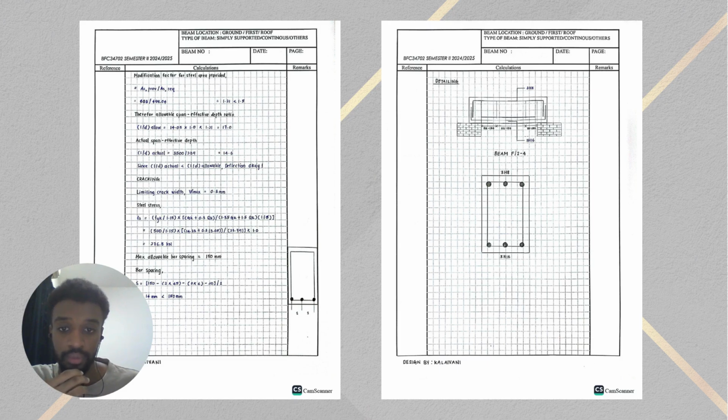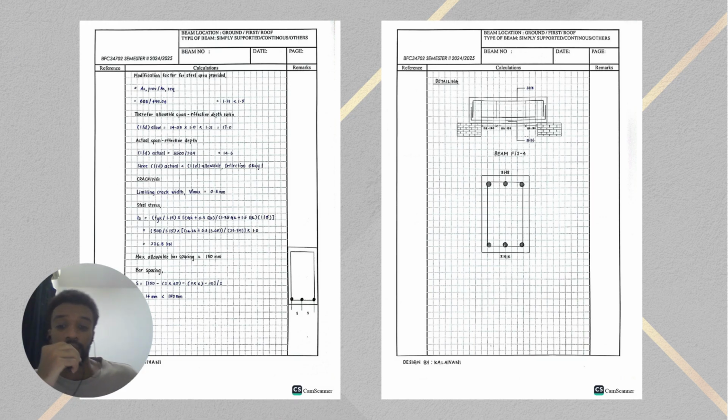Then I will move on to the deflection and cracking check. For the deflection check, the allowable span to effective depth ratio, L/d allowed, is equal to 17, and the actual span to effective depth ratio, L/d actual, equals 14.6. Since the L/d actual is bigger than L/d allowed, the deflection is acceptable.